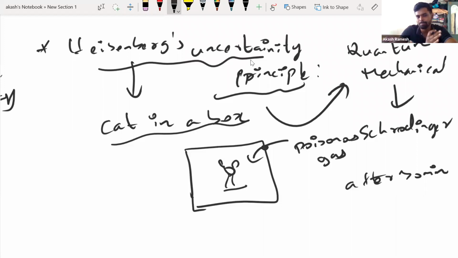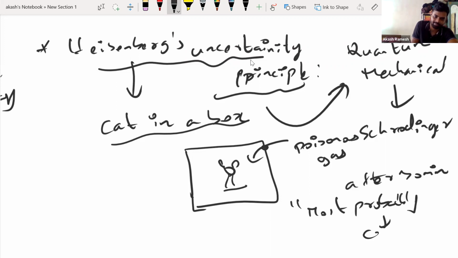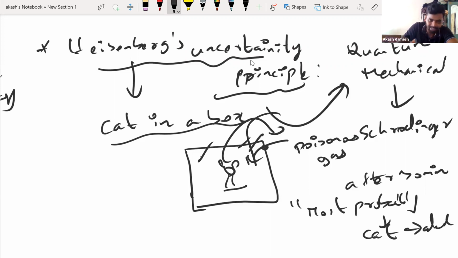We can tell, with maximum probability, most probably the cat is dead. This I'll say, but I will not tell for sure that the cat is dead. Even if I say it, I am a stupid guy. Why is it like this? As long as you don't open this box and see, you cannot tell whether the cat is dead or alive.